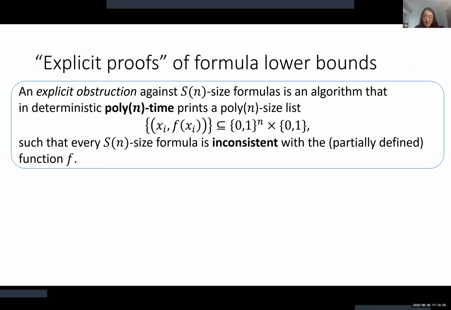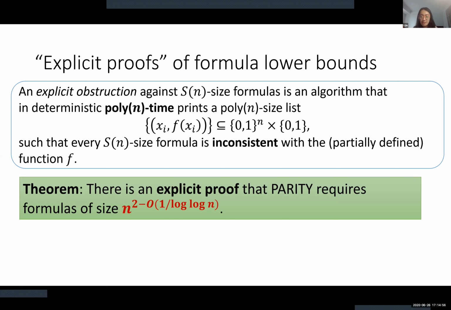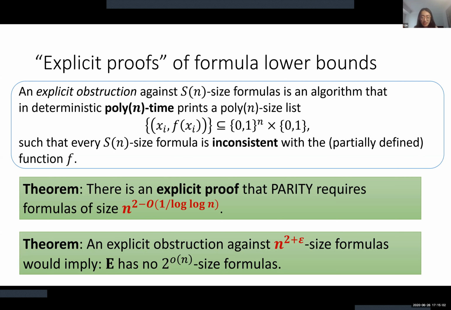And we also consider explicit proofs. An explicit obstruction against size-S formulas is an algorithm that, in deterministic polynomial time, prints a polynomial size list, x_i and f_i, such that every size-S formula is inconsistent with the partially defined function f. So at least one input-output pair will refute this formula for computing f. We show that there is an explicit proof that parity requires formulas of size n squared. But we also show that an explicit obstruction against n to the 2 plus epsilon size formulas for any function will imply it has no subexponential size formulas.